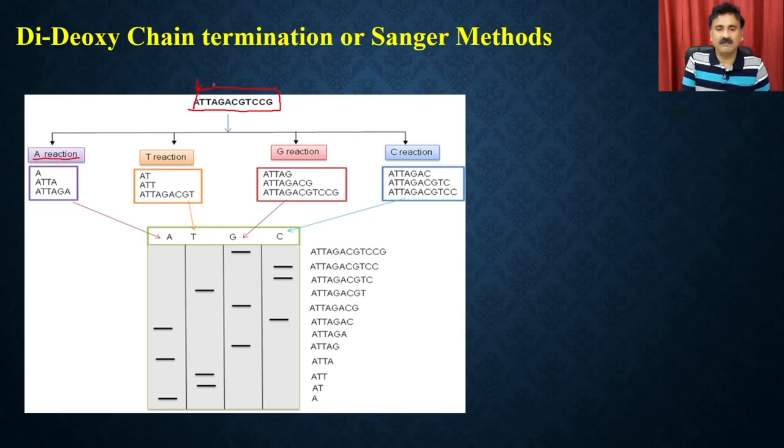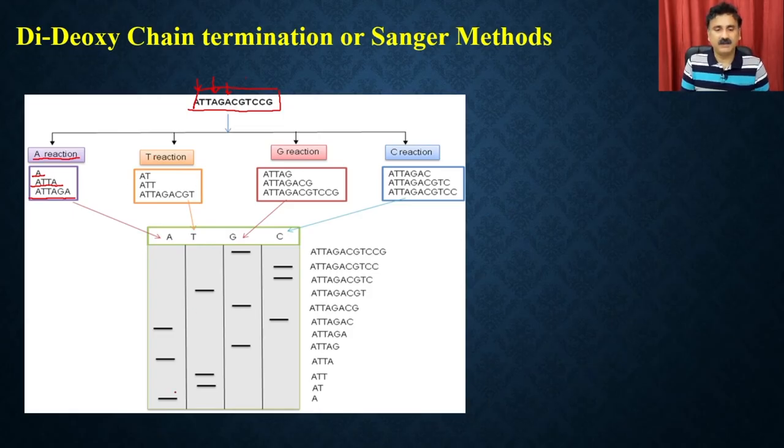For example, here you have A, you have A here, and then you don't have A, right? So it is actually going to terminate. So it is going to give you the fragments like A, ATTA, ATTAGA, like that. If you analyze them on polyacrylamide gels or high resolution gels, similarly this is the T, right?